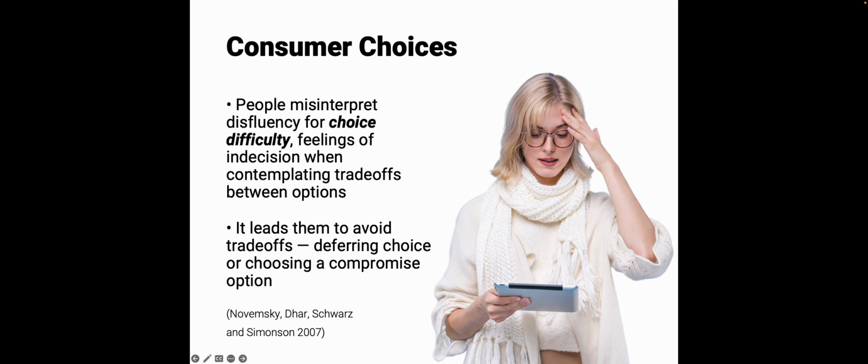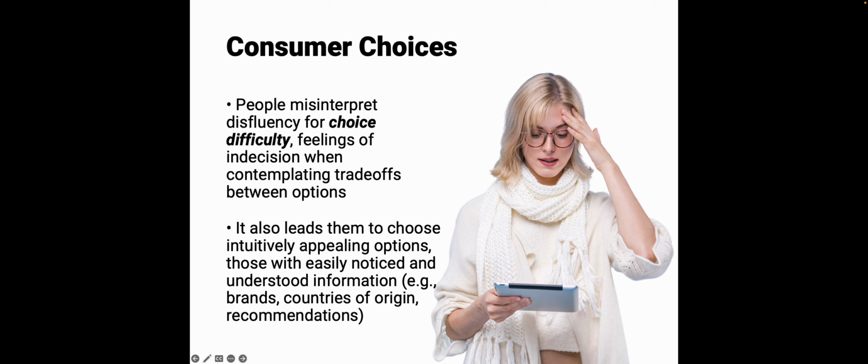Okay, so in sum, people can misinterpret perceptual disfluency for choice difficulty, a feeling of indecision when contemplating trade-offs between options. This can lead them to avoid trade-offs by deferring choice or choosing a compromise option, which has been shown before. And in this research, we show that it also can lead them to choose intuitively appealing options, those with easily noticed and understood information. Specifically, we investigated the role of brands, countries of origin, and recommendations.